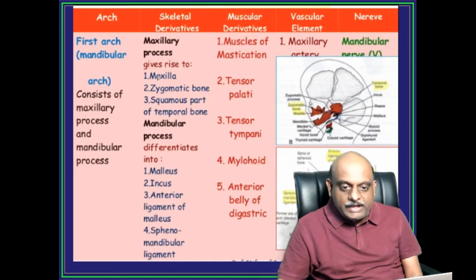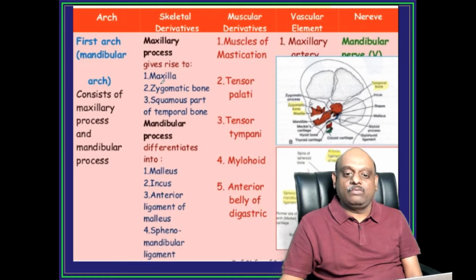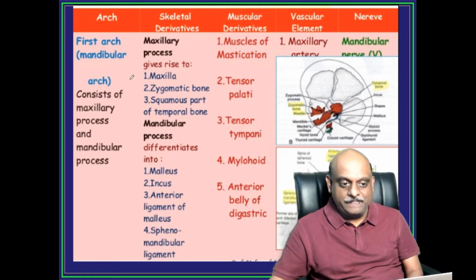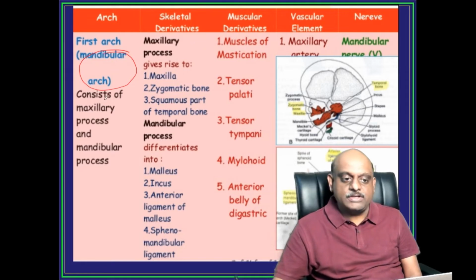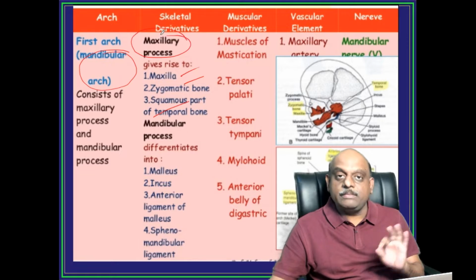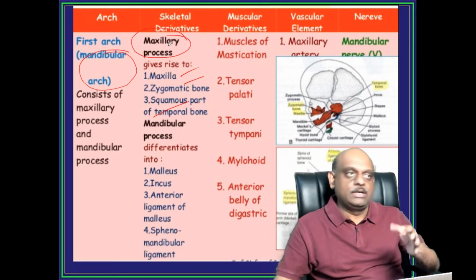So let us quickly summarize what are the derivatives of the first pharyngeal arch. It is also called mandibular arch, you should not forget, and maxilla, zygomatic bone, squamous part of temporal bone. They all are derived from the maxillary process.